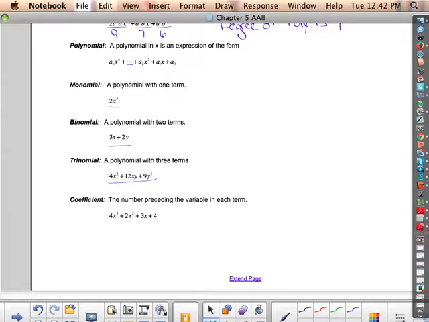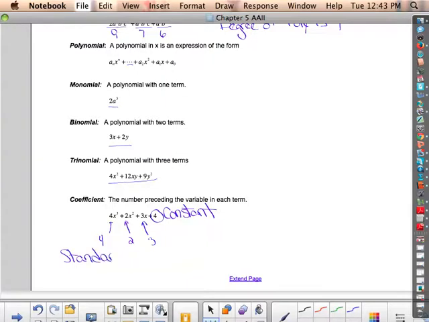Coefficients are the numbers preceding the variable in each term. So for example, the coefficient here is 4. The coefficient here is 2. The coefficient here is 3. This is a constant. And I think we're going to see that on the next page. This is also written in standard form, and I'm not sure I addressed that in the notes. I should. Standard form means that it decreases on the power of the exponent.